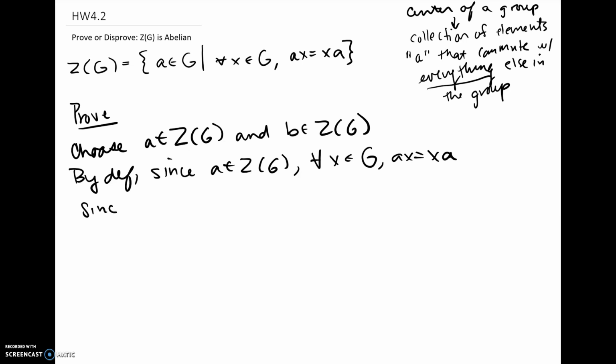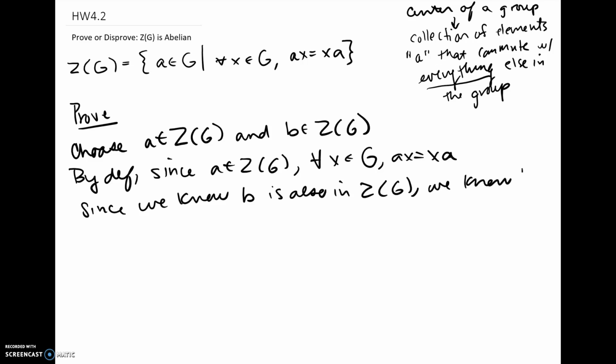So since we know B is also in Z of G, we know that B must be a member of G. So we can choose X equals B. Up here we said AX has to equal XA for all X's in G. So if B is in G, we can say, oh, just let X equal B, which would imply that AB equals BA.